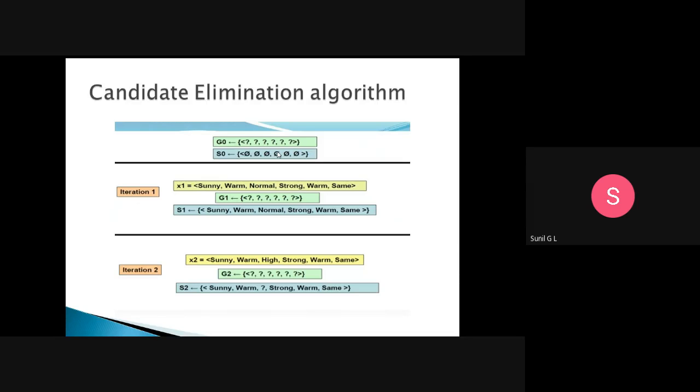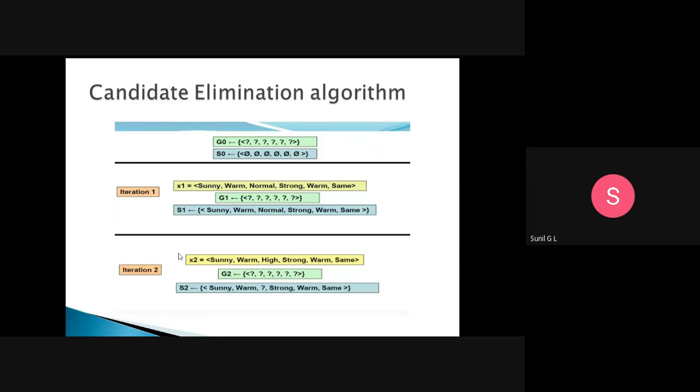The first value has a positive data set. So whatever values are there in the first instance will be copied to the specific hypothesis S1: sunny, warm, normal, strong, warm, same, because initially we had theta values. Keep the general hypothesis the same, the question marks. So whenever we get a positive example, we change the specific hypothesis. Whenever we get a negative data set, we change the general hypothesis and keep the specific hypothesis the same.